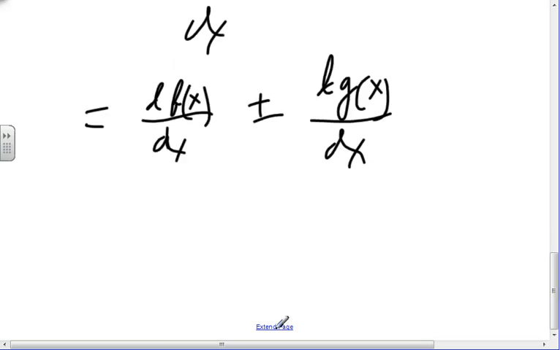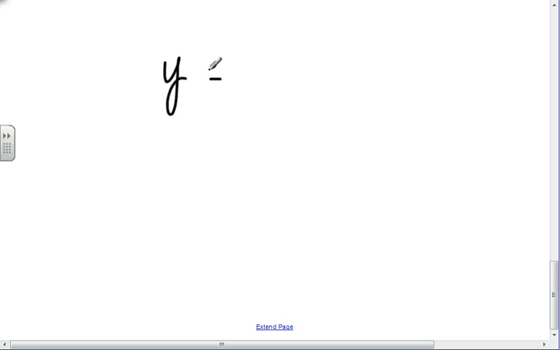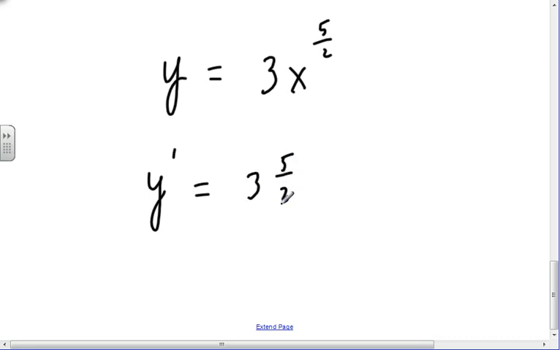Well, what if I had y is equal to 3x to the 5 halves, and I wanted to take that derivative, dy/dx? To the 5 halves. And so that'd be 3 times 5 halves x to the 5 halves minus 1. So that'd be 15 halves x to the 3 halves.